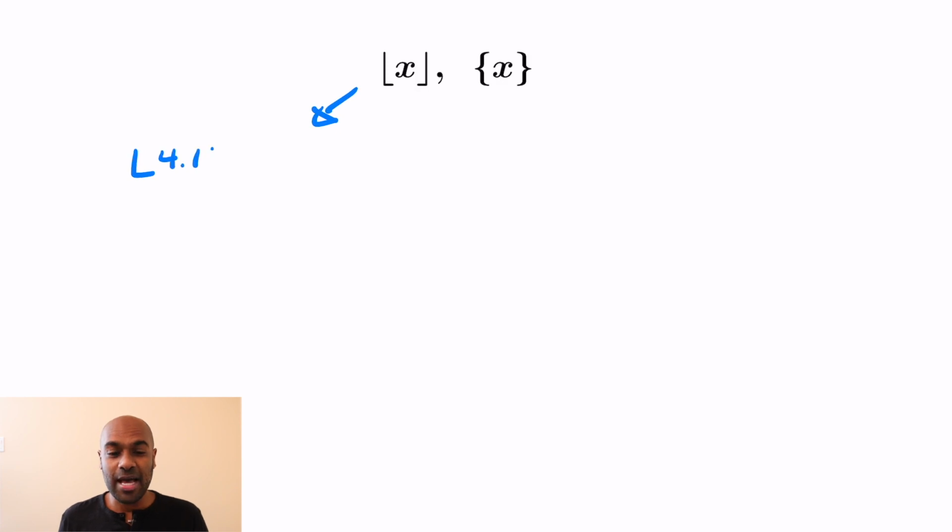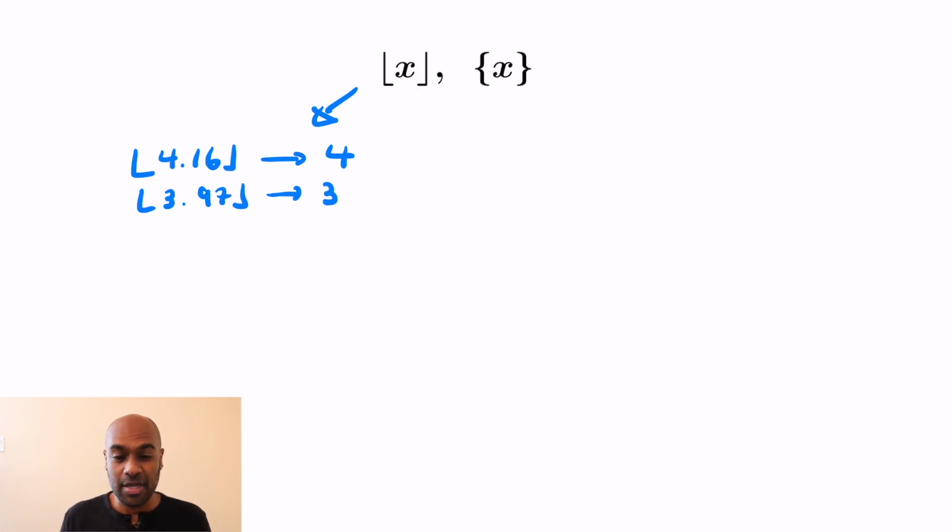So the floor of x is the greatest integer less than or equal to x. So it's kind of like rounding down. So the floor of 4.16 is 4. The floor of 3.97 is 3. And we have to be careful with negative numbers. So the floor of negative 2.3 is negative 3.